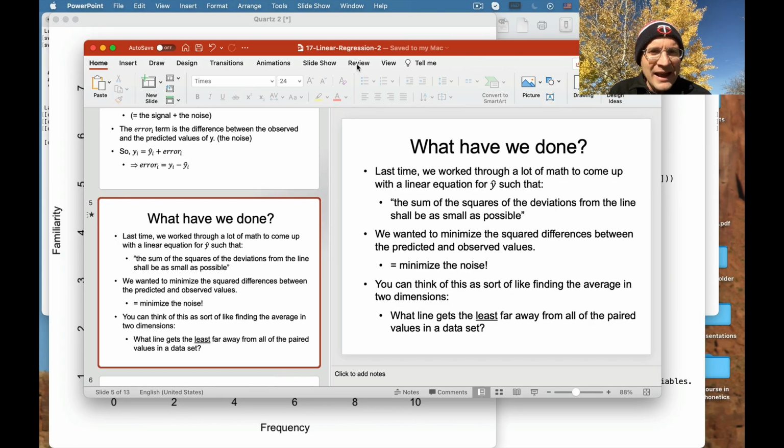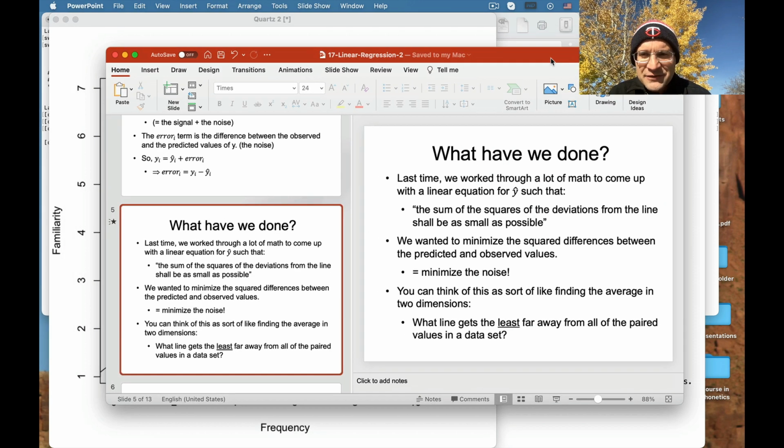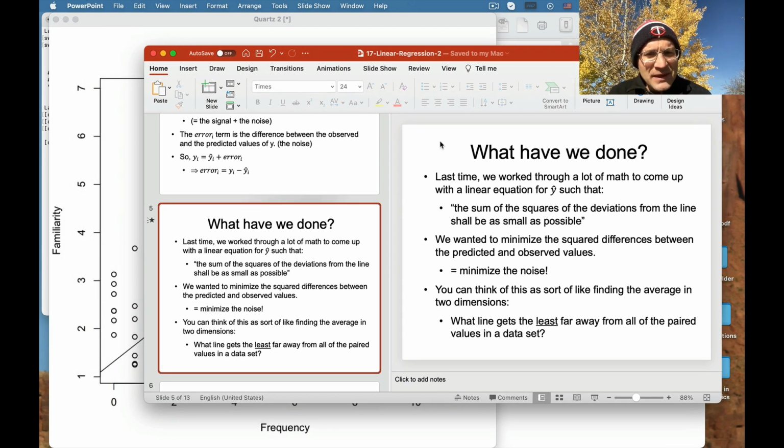And to once again go back to this example, this looks like it cuts right through the heart of this messiness in the data, right? It's supposed to be the line that's the least far away from all of these data points. So it's sort of like an average, like a mean, but we're getting it in 2 dimensions. We're considering both the mean of x and the mean of y, and also the variation we get in those 2 dimensions as well. So that's how we get this best fit line conceptually.